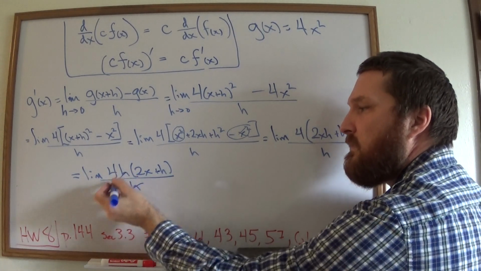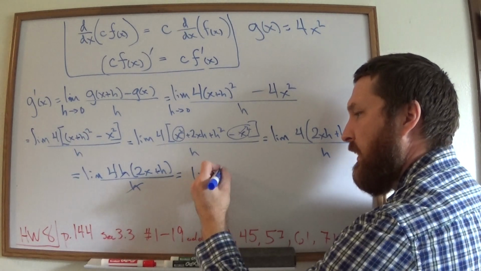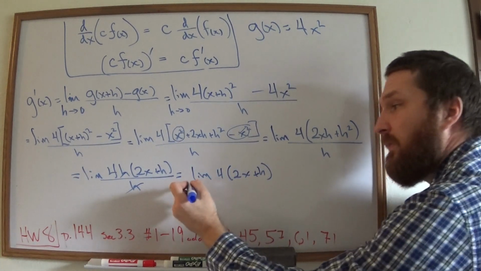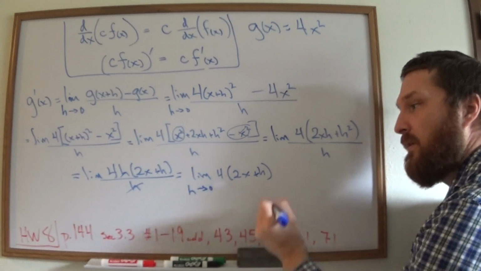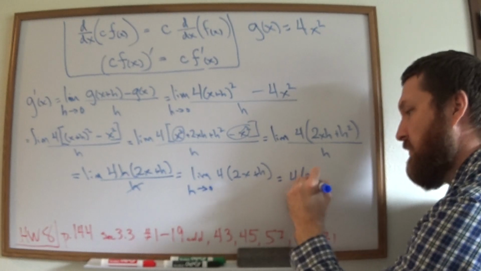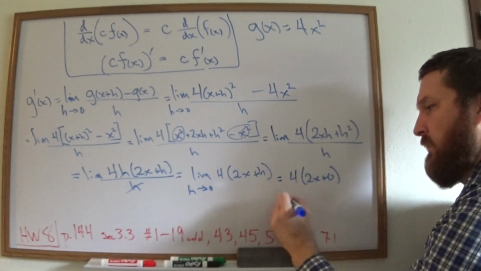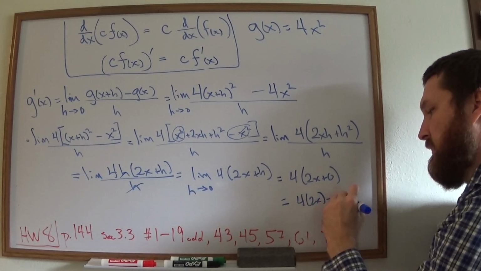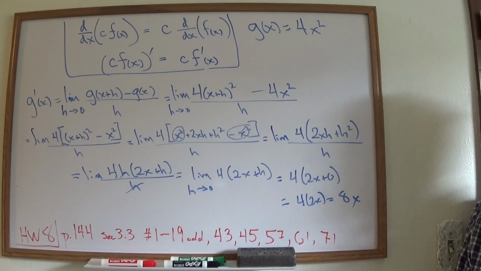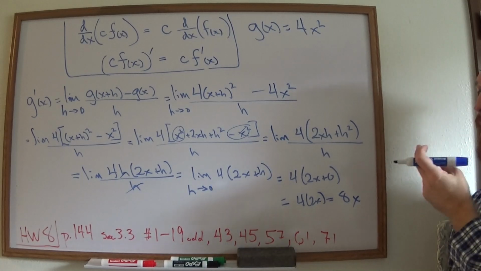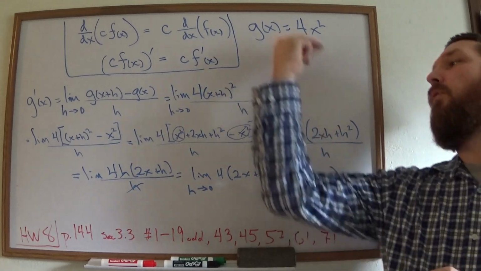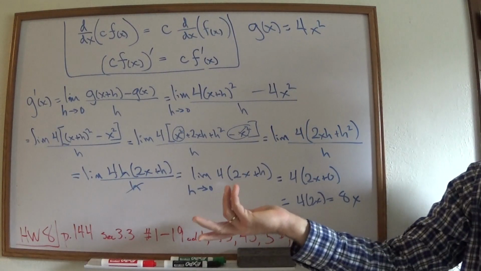Those cancel, and now we've got the limit as h goes to 0 of 4 times (2x plus h). Then you say, oh, I can plug in my 0 for h, and so you get 4 times (2x plus 0), which is 4 times 2x, which is 8x. Yeah? Now I'm not going to go back through and write the exact same thing, only where I pull the 4 all the way out of the limit.